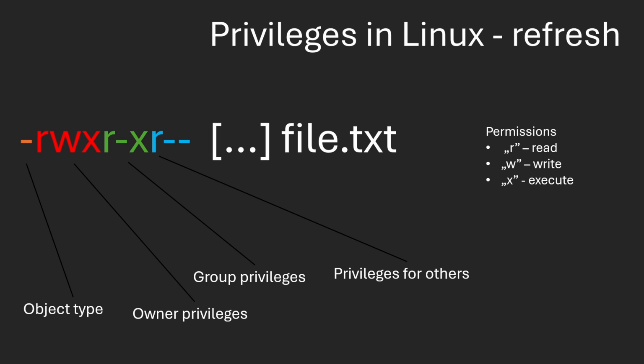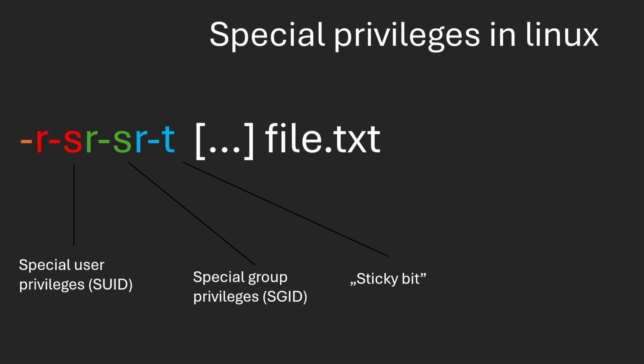But now let's expand this letter, because these aren't the only permissions that are there. There are also a couple of special permissions. There can be this S in place of an X for owner, for group, and this weird T here. First, we have suid, which is special user privilege. This means that whenever we execute the file, it's going to run as if the owner ran it.